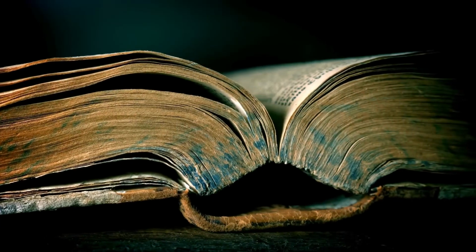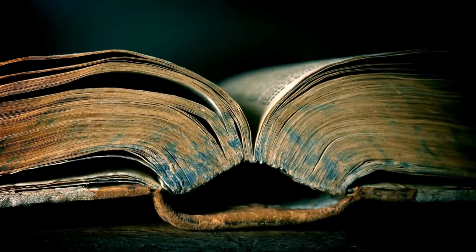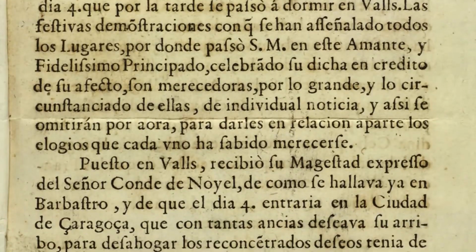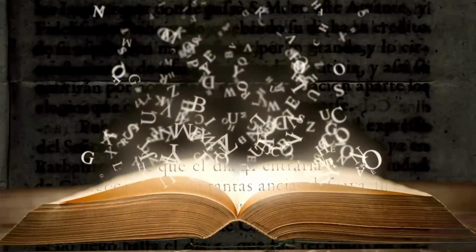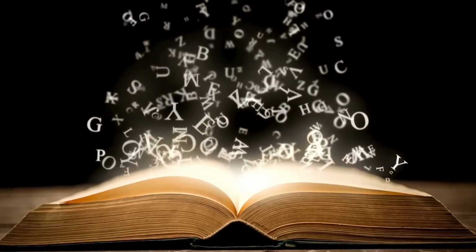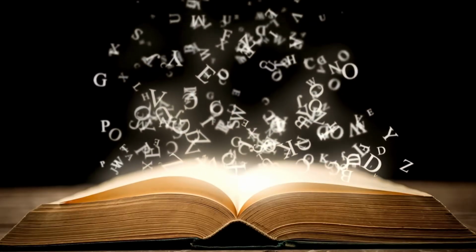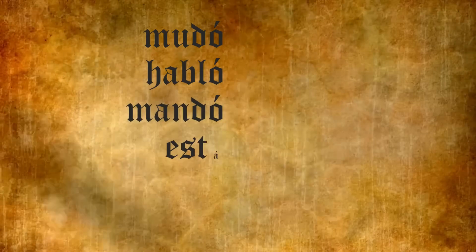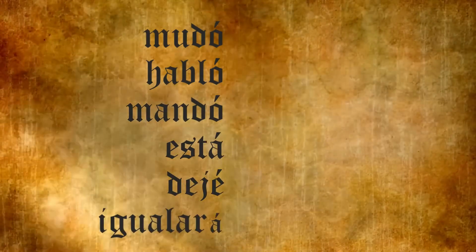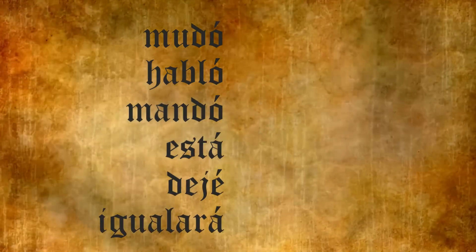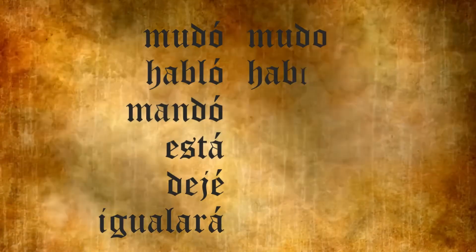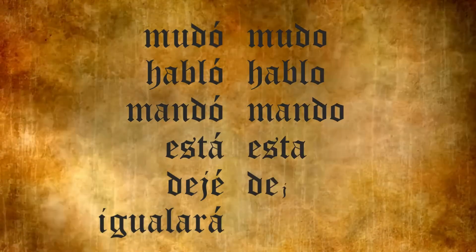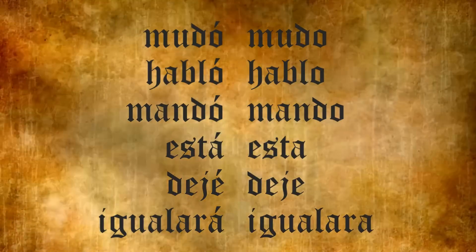In those early printed works where the use of graphic accents can be observed, these marks served a distinctly diacritical function, as they were used to distinguish words made up of the same letters but with different prosodic accents. Thus, it was used to differentiate the forms mudó, habló, mandó, está, dejé, or igualará from their flat counterparts, mudo, hablo, mando, esta, deje, or igualara.